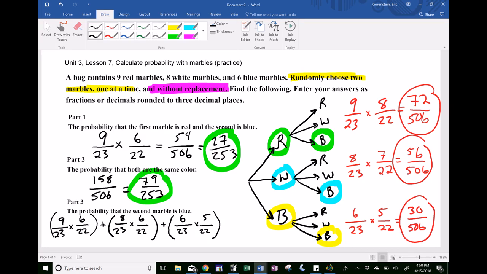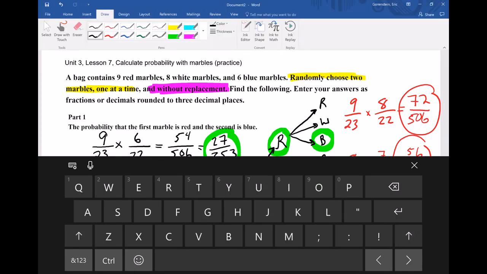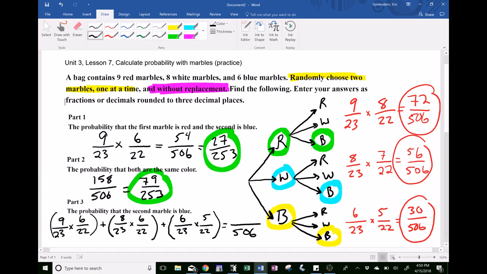So this calculation should give us the probability that the second marble is blue. So let's see, that looks like, well, we know the bottom is 506, so 54 plus 48 plus 30. Oh, this we don't need. So 54, 48, 30, so that's 132 out of 506, and then pop that into the calculator. We could reduce that. Looks like 67 over 253, but double check that with the calculator. Okay, so that does it here.